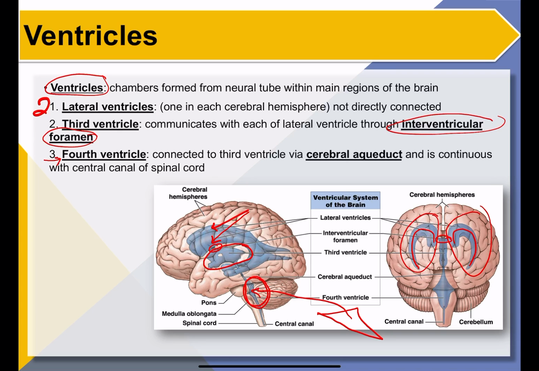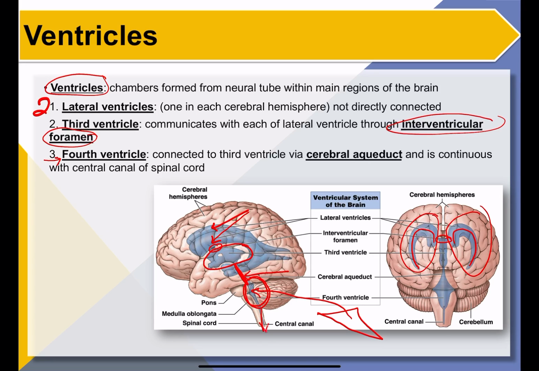And the fluid flows from the 3rd ventricle to the 4th ventricle through a tiny little duct called the cerebral aqueduct right there. So from this whole region here, okay? So that's the cerebral aqueduct that will allow fluid to move downwards from the 3rd ventricle into the 4th ventricle, and then followed by going further downwards into the central canal of the spinal cord.